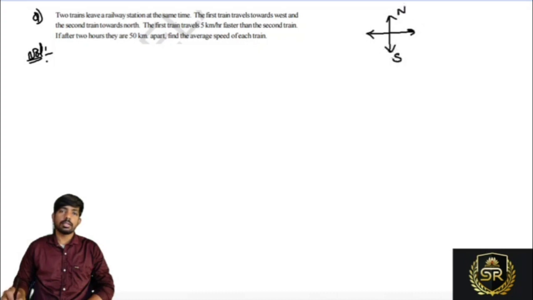So north, south, east, west. Okay, so here the first train travels towards west. Let us say this is the railway station. This point is the railway station.